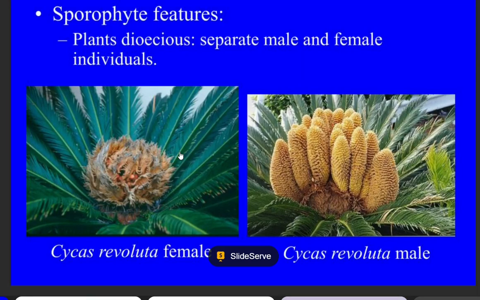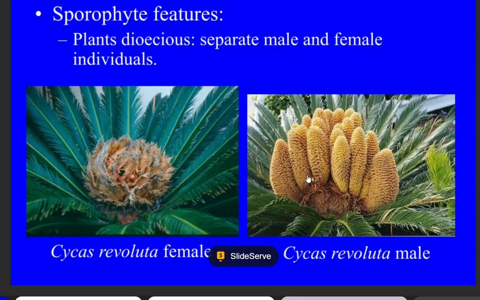You can also know about the female and the male cone. You can see the cone in the case of male is compact, and in the case of female it is lax, which is a loosely arranged structure. And it is clearly seen that Cycas is a dioecious plant, that is, separate male and female individuals are present.